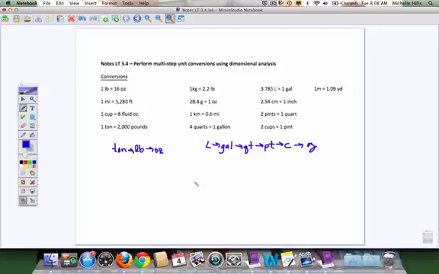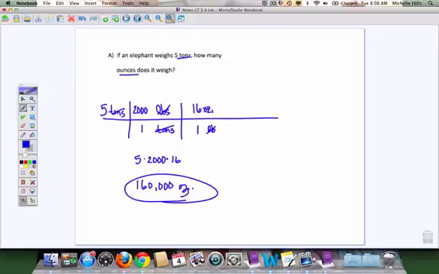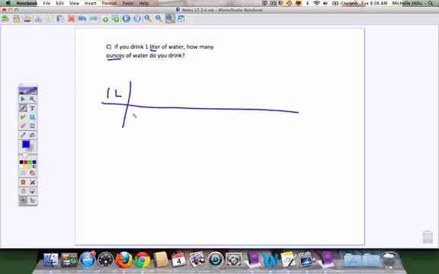Boy, I have to have a lot of conversions to do that. So 3.785 liters is equal to 1 gallon. Because the liters unit was in the top here, it needed to be in the bottom in my conversion. I can cancel those. I can go 1 gallon is equal to 4 quarts.